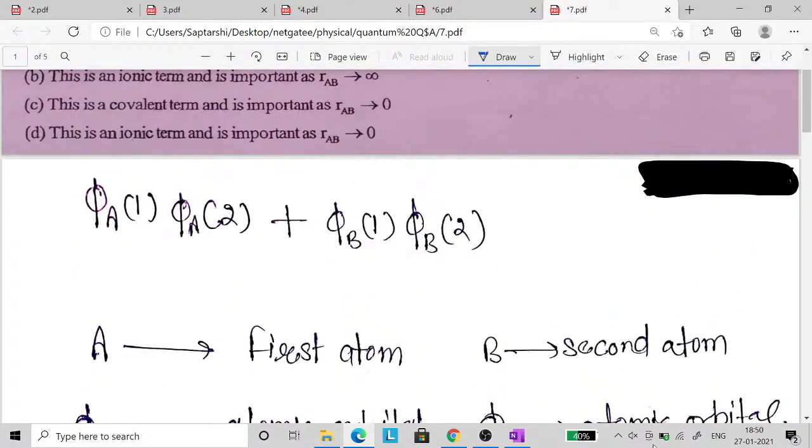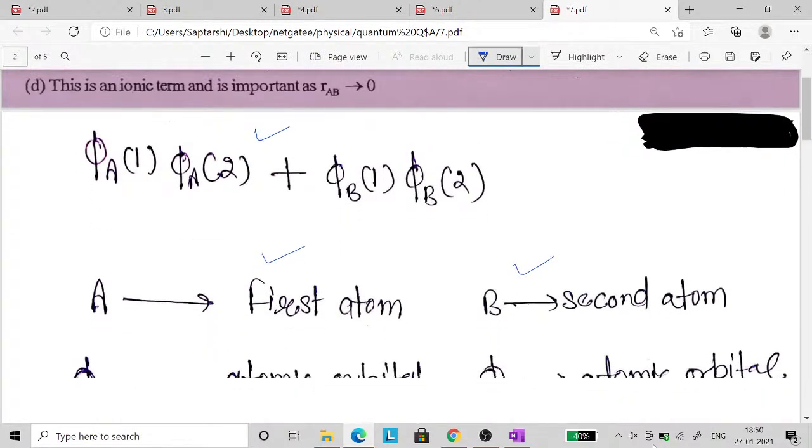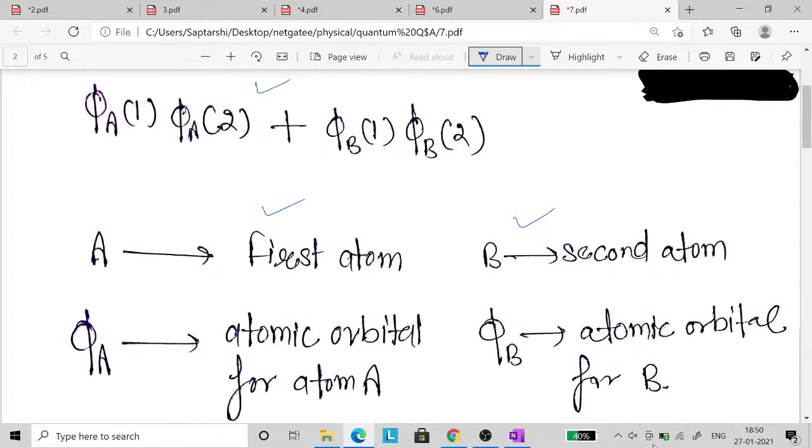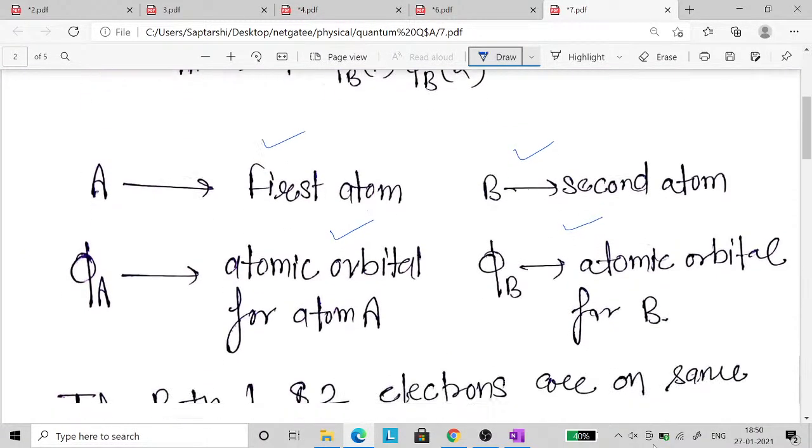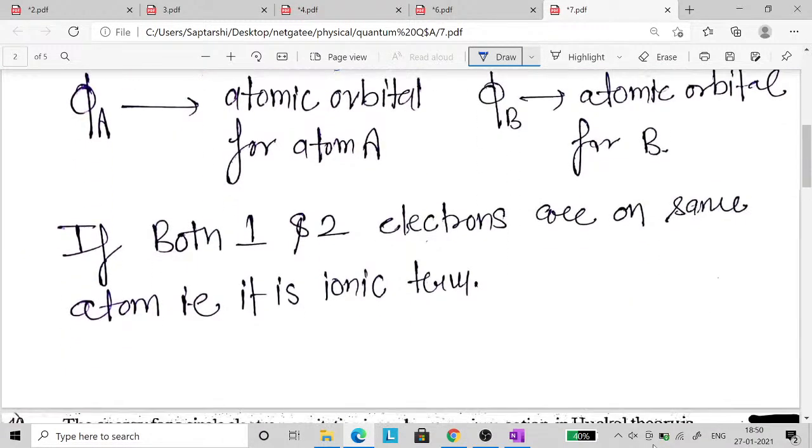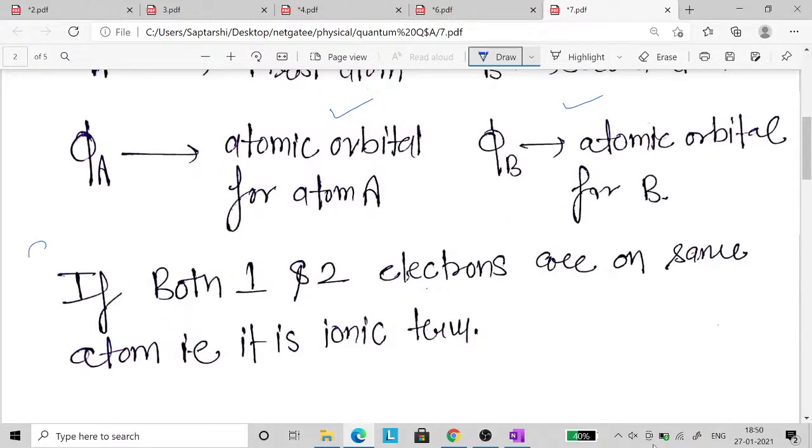So this is given, this function chi A is given. A is our first atom, B is our second atom, and what we know is that chi A over here is atomic orbital A, and this is atomic orbital B. So this is the concept. If both electrons 1 and 2 are on the same atom, that is an ionic term. And why is it this?